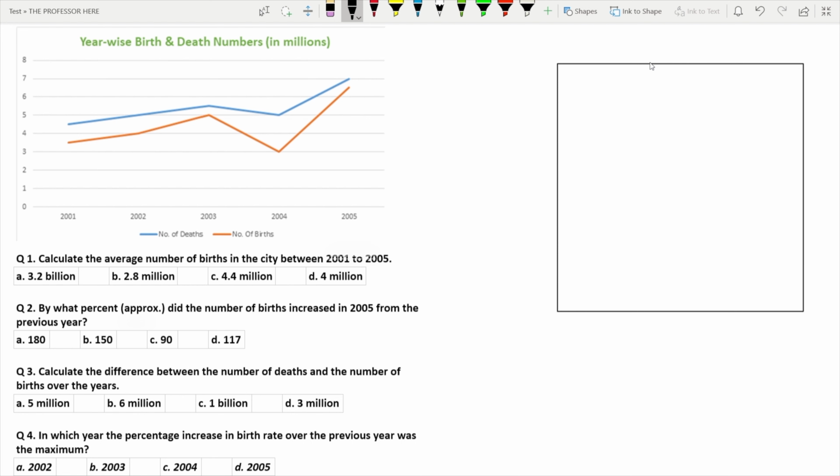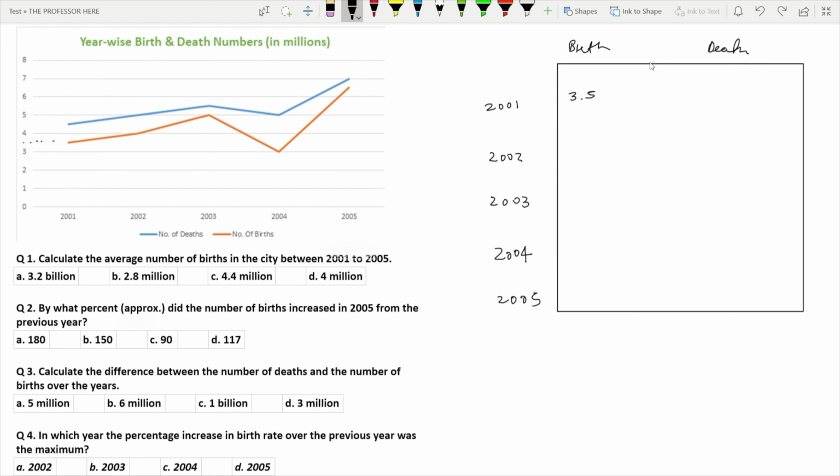I have already drawn a table here. I will make two columns, birth and death, and will mark the year besides the table. 2001, 2002, 2003, 2004 and 2005. So let's fill up the birth column. So according to the line chart given, the number of birth in 2001 is 3.5. So in 2001 it is 3.5 million.